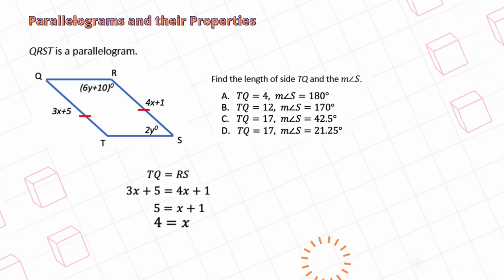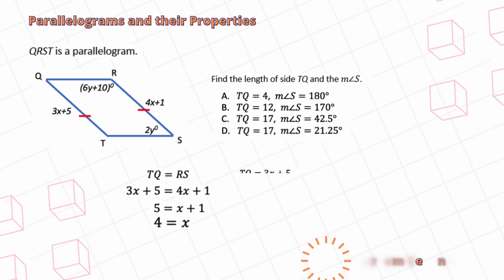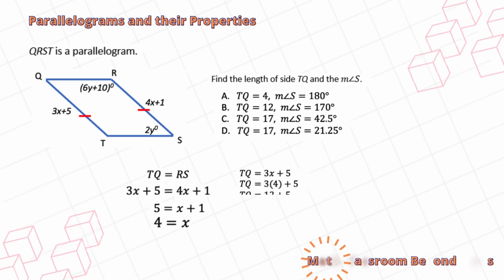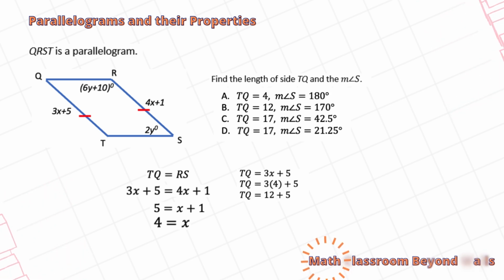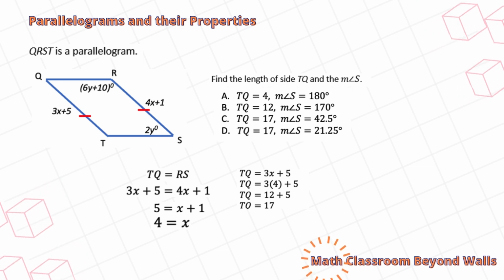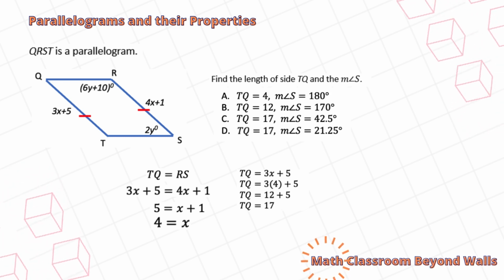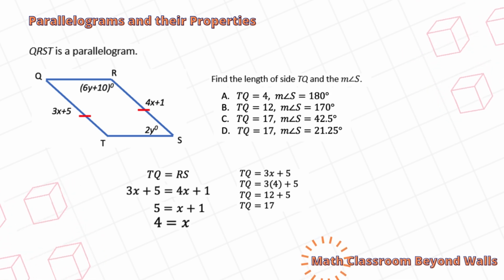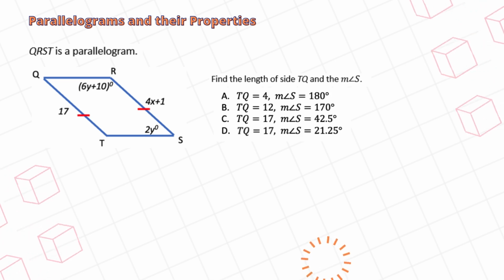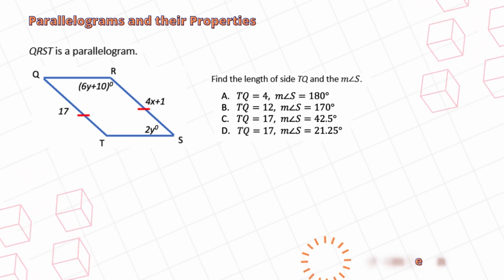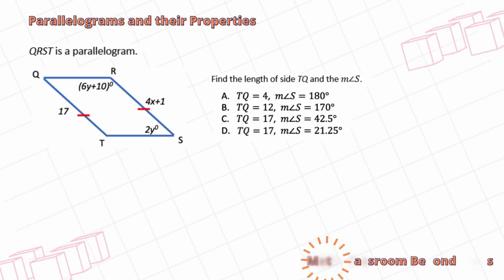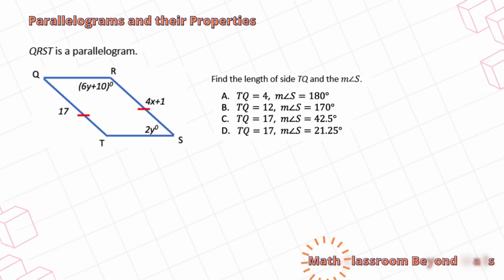So again, the expression is TQ is equal to 3x plus 5. We plug in the value of x, which is 4. So 3 times 4 is 12. Plus 5 gives us the value we are looking for. TQ, therefore, is 17. There you are, learners. The length of side TQ is 17. We now move on to solve for angle S.